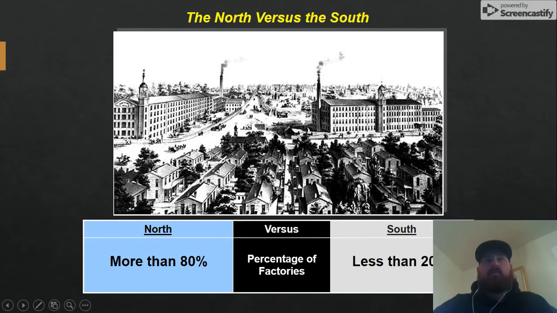Percentage of factories, the North being more industrial based, they had more than 80% of factories. And then the South, being more agricultural based, only had 20%. So the South did have factories, but just not as much as the North.